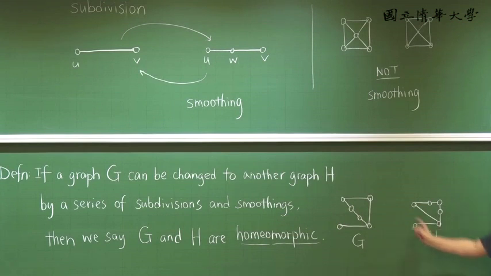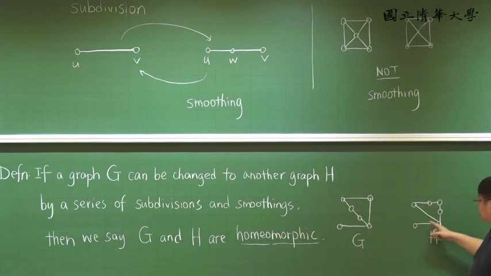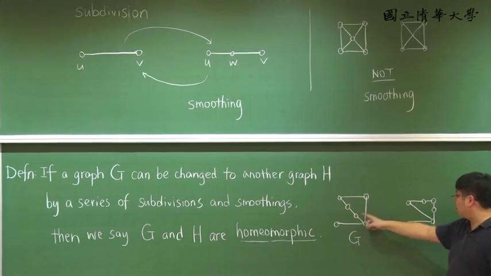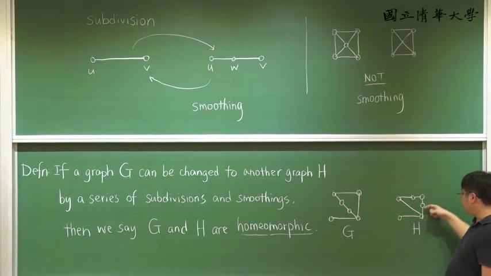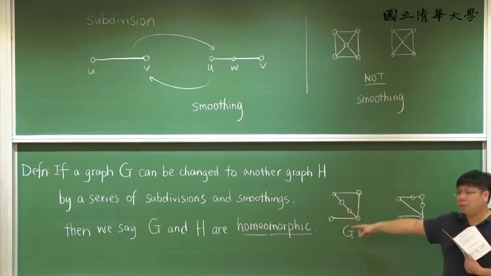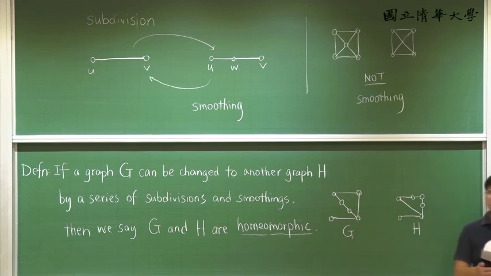It also means that H and G are also homeomorphic. So you can actually change from H to G. We start with H, and then we can also get G in the reverse way. Whenever we are doing smoothing here, we are doing subdivision. Whenever we are doing subdivision here, we are doing smoothing in the reverse way. Is that okay? So whenever G can be changed to H, then the reverse is also true. We can change H to G. If you are okay with this, could you please raise your hand?